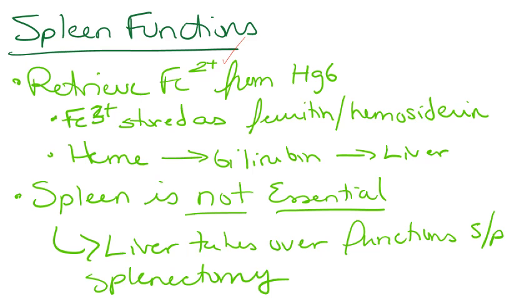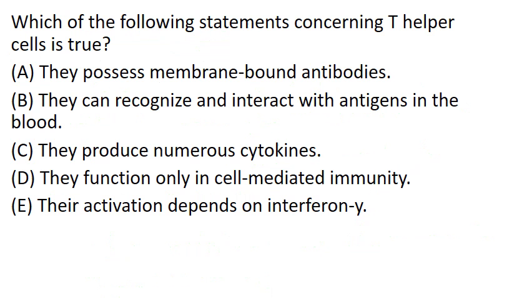With our iron, it's stored as ferritin and hemosiderin, and we can also break down the heme protein to bilirubin that's then sent to the liver so that we increase efficiency and don't have to expend so much energy making heme every time we have red blood cell breakdown. So the spleen is not essential, although all these functions are very important. If the spleen has to be removed due to trauma or disease, the liver will take over the functions after it's removed. Question, and then just continue.